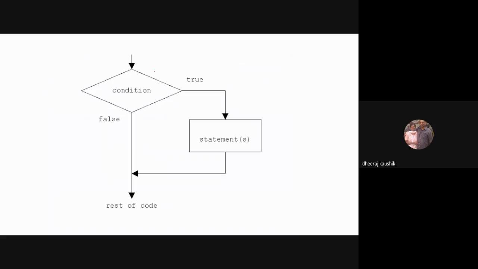Now the flowchart for the if statement is somewhat like this. The program continues from the top and comes to this conditional block, and in this conditional block it checks if the condition is true or false, and based on the condition the certain set of statements get executed. So if the condition is true, the set of statements which you wanted to be executed get executed, and when it is false, the flow of the program is continued without any disturbance.